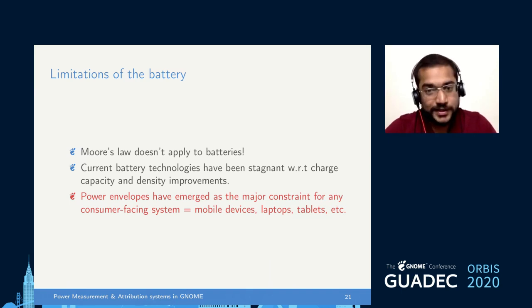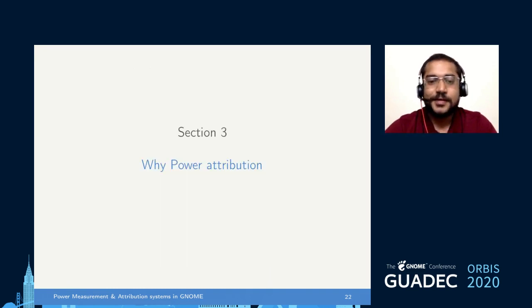And today, if you go to any industry which has consumer-facing systems, mobile devices, laptops, tablets, anything, power envelopes are your number one design constraint. That is a proven fact. All fancy technologies that you guys want, VR, AR, everything is constrained by power. And solving this problem can actually enable us to develop much more functionally widespread devices.